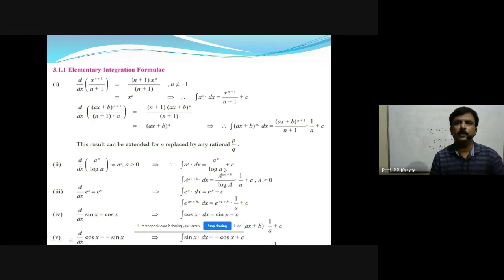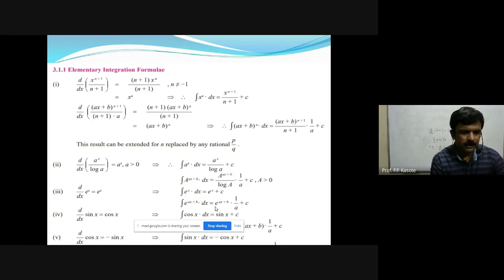Now we know the derivative of a raised to x. What is the derivative of a raised to x? A raised to x into log a. And the integral is a raised to x upon log a. Here also you can observe that there is a slight difference in between these two results. Now look at the third one. The derivative of e raised to x is e raised to x only. So therefore integral of e raised to x is e raised to x plus c. In every result you can observe that we don't forget plus c over there.